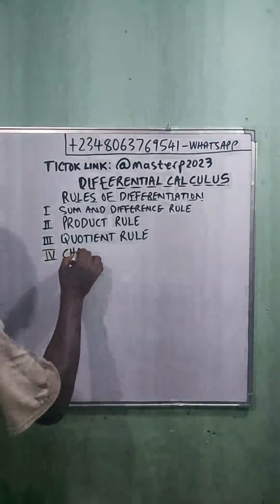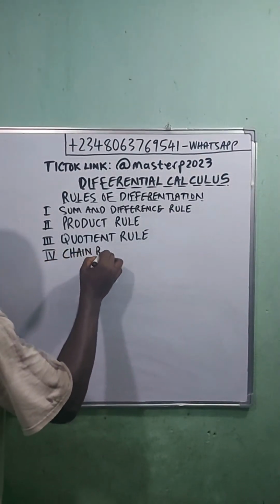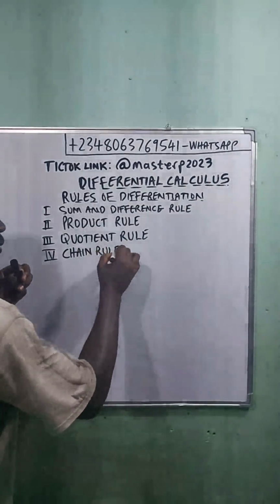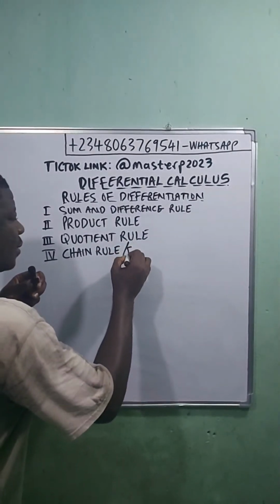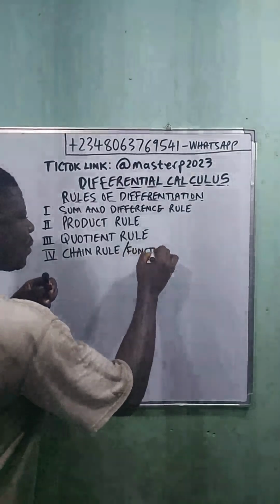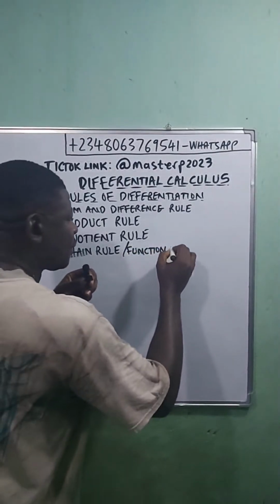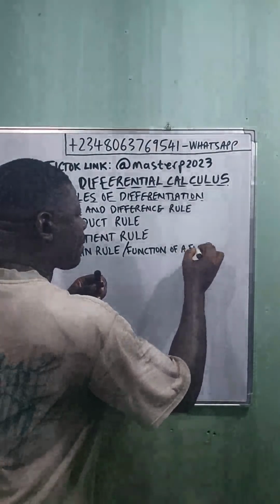So this one is known as the chain rule. Chain rule. Or you can still call it a function of a function rule. Function of a function.